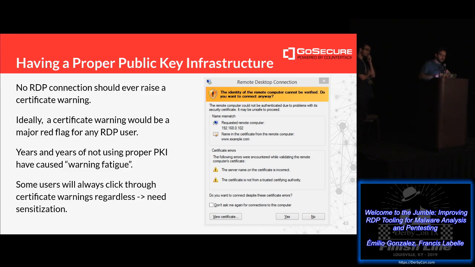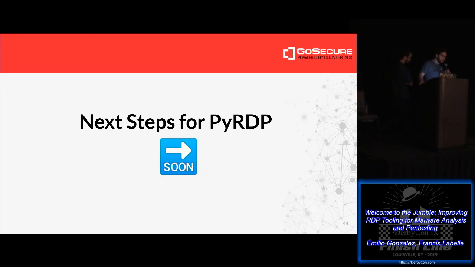Hopefully with a proper PKI, you can sort of remove this desensitization away. Of course, some users are always going to click through warnings no matter what. So I think you should probably do some sensitization to try to minimize the proportion of users that actually click through these errors.